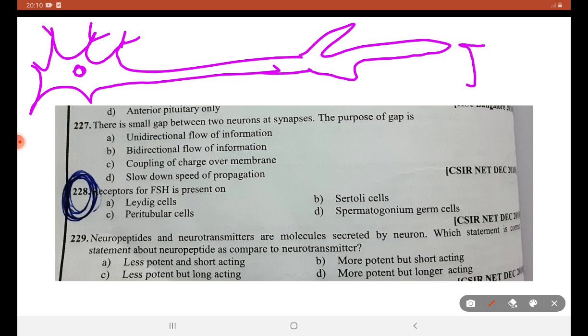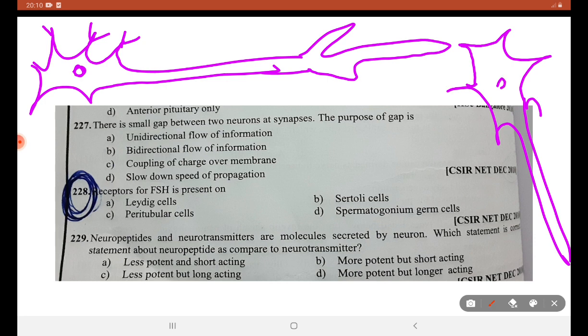This as neuron 2. Okay. There is a small gap between these two. Why? Because of unidirectional flow of information. Try answering this question. We have two types, that is neuropeptides and neurotransmitters.